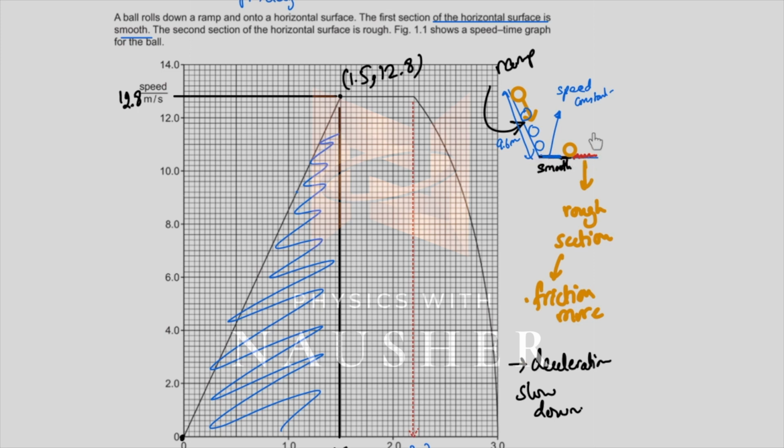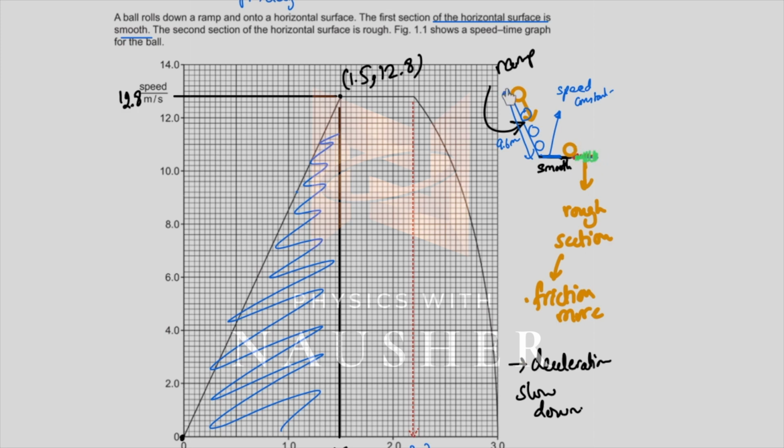But horizontal या flat surface के अंदर question says there are two sections. One section is the smooth one and the other section is the rough one. The difference would be that in the smooth section, your speed will not change, it will remain constant. But in the rough section, as you know, it's just like going onto grass or something which is rocky or something which offers a lot of resistance. So क्या होगा ball को? The ball is going to slow down as it comes into this section.